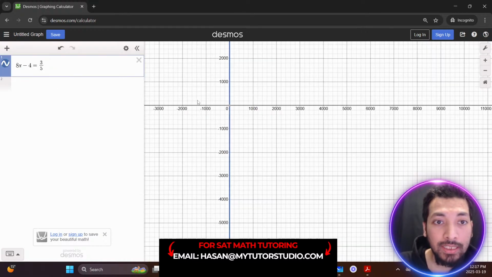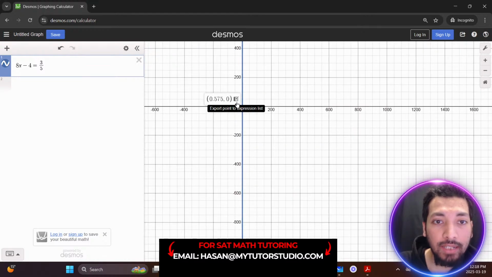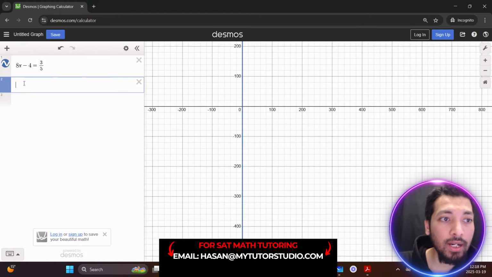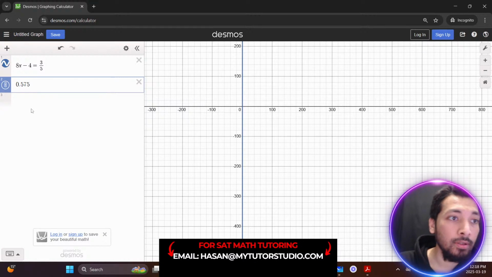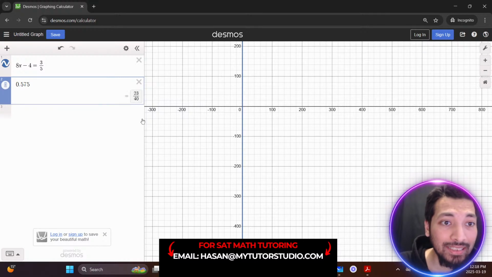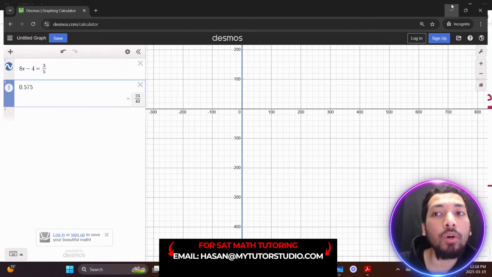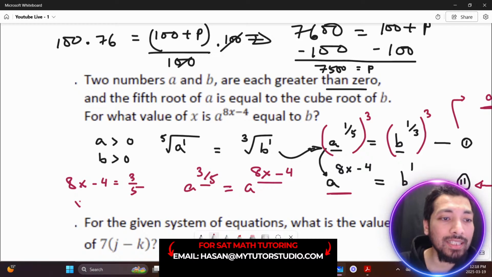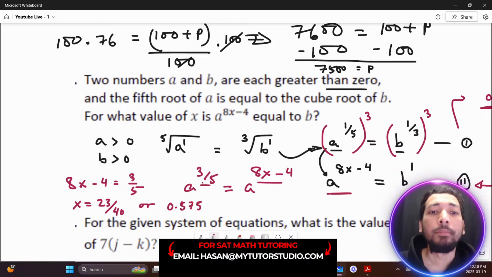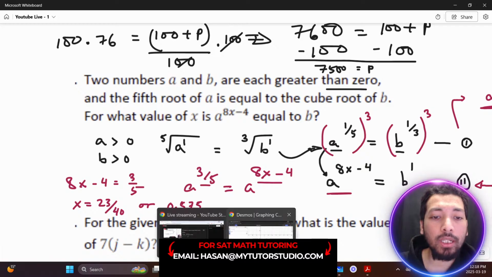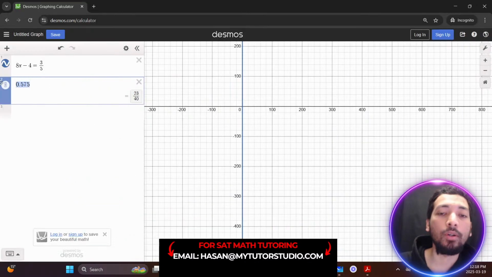I'm getting 0.575. So 0.575, I can just write this as a fraction, which is 23 over 40. So x is 23 over 40 or 0.575. Both are correct. Perfect. Now, let me just show you how you can use DESMOS for the whole problem.